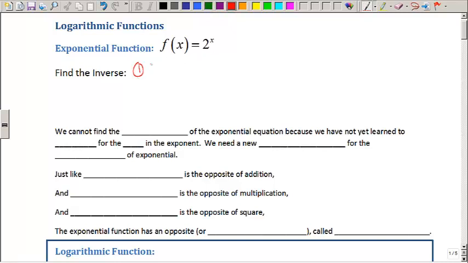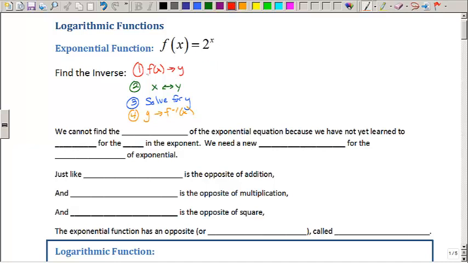So, just going over the steps, my first step was to take f of x and replace it with y. The next step said that now that I have a y in my function, I'm going to take the x's and the y's and interchange all of the x's and y's, and that's the inverse step. Once I have the x's and y's interchanged, then I solve for y, and finally I replace y back with f inverse of x. Alright, let's try this function, f of x equals 2 to the x.